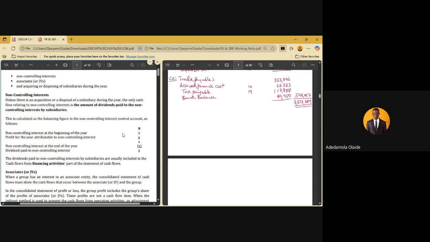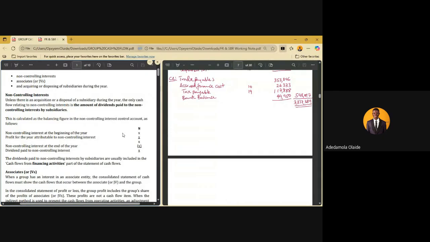So determining the dividend paid to the NCI is very easy. We just prepare our NCI account, bring the opening balance and the closing balance, then take the profit that is attributable to them during the year to the account. And if we still have any difference, that difference would represent the dividend paid to them during the year.